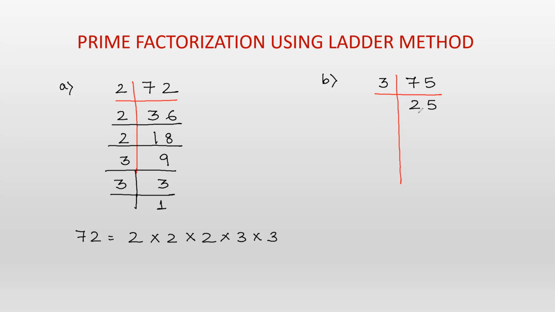Now, how do we get 25? Now, the smallest prime number that divides 25 is 5. 5 times 5 gives us 25. Now, the smallest prime number that divides 5 is 5 and 5 times 1 gives you 5. So, the prime factorization of 75 is 3 times 5 times 5. So this is the prime factorization of 75.